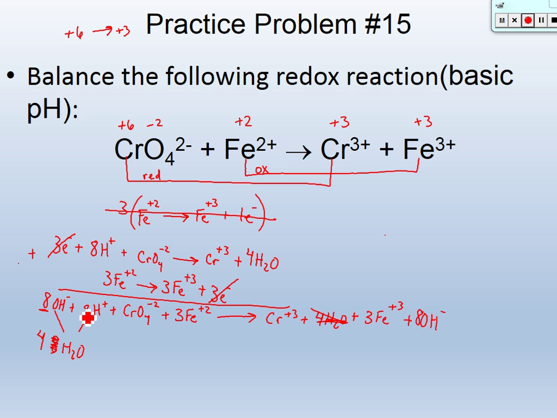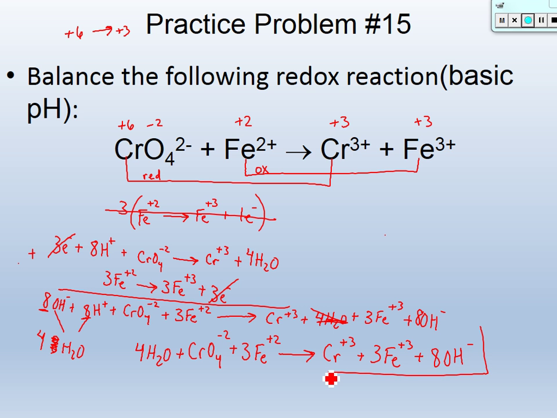Okay, now let's rewrite it. I'm not going to write the hydroxide and hydrogen ion here. I'm going to add the water. So we got 4 waters plus the CrO4 minus 2 plus the 3 irons have a plus 2 charge. And that goes to Cr plus 3 plus 3 Fe plus 3s plus 8 hydroxides.